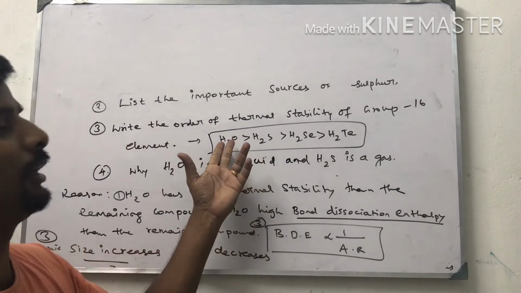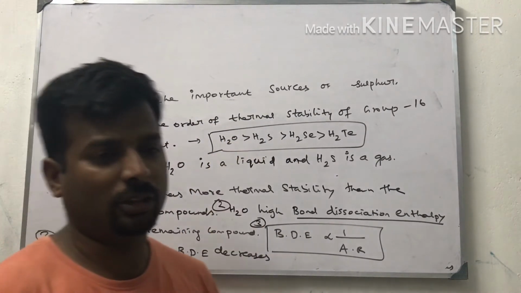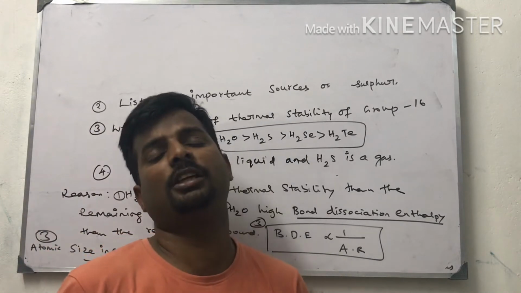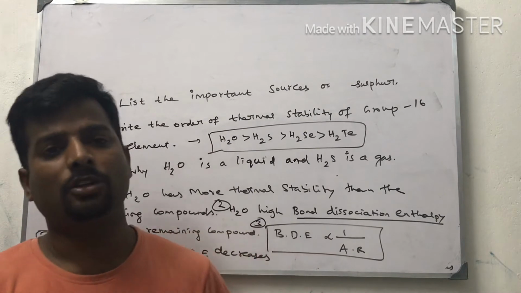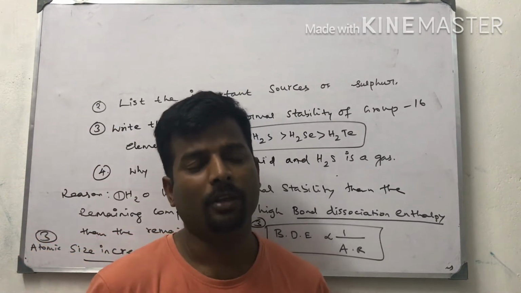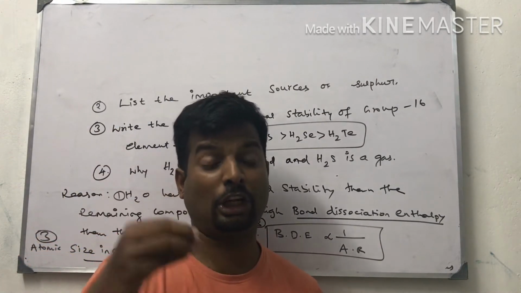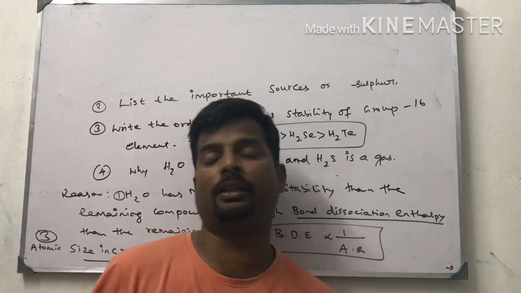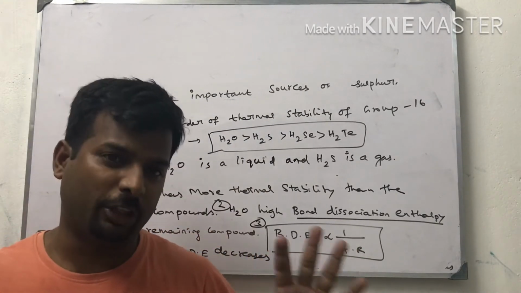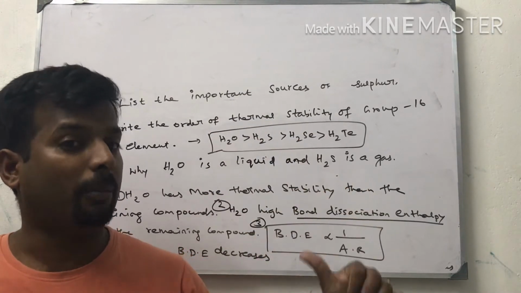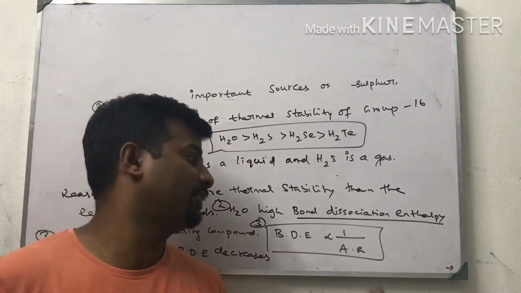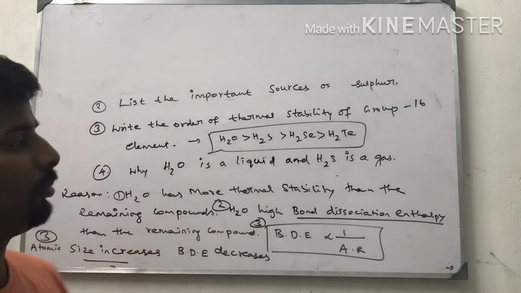Water is a smaller atom. Oxygen and hydrogen are associated with each other, with strong bonding between them. So that is why more amount of heat is required to break them. That is called thermal stability, heat resistance. Water can resist more amount of heat because of its higher bond dissociation enthalpy. This technical point will give 1 mark.